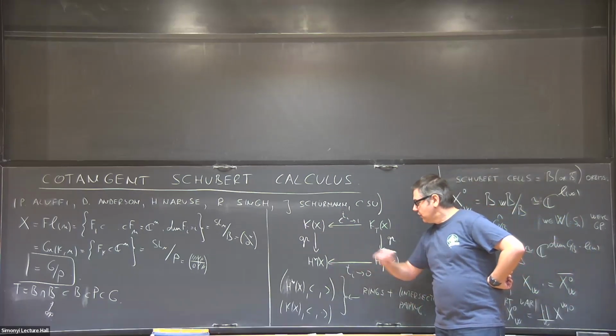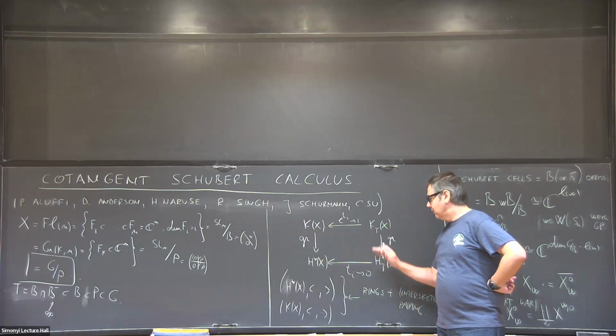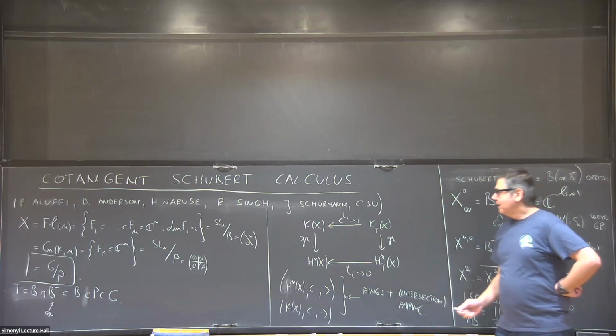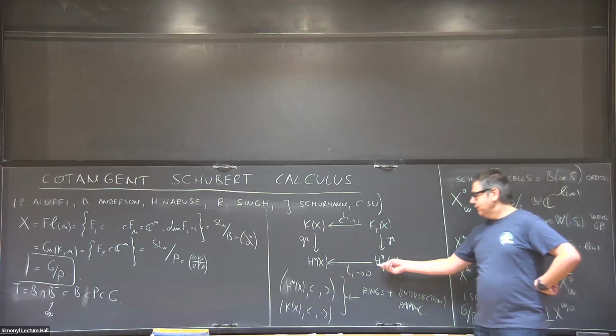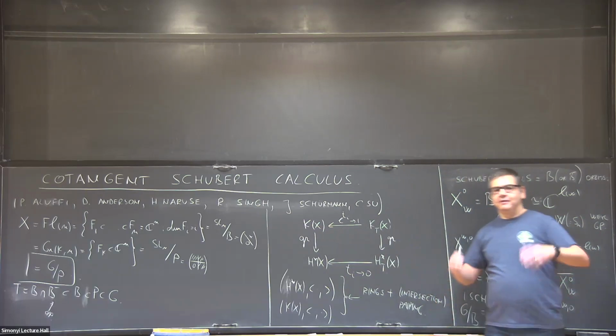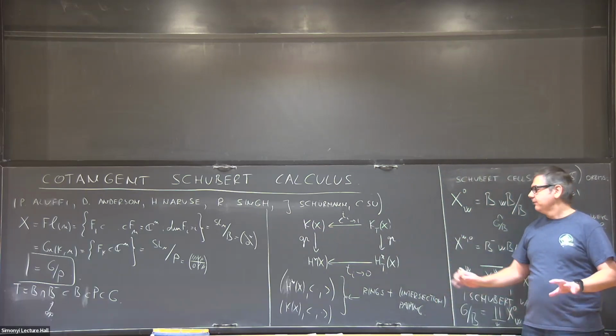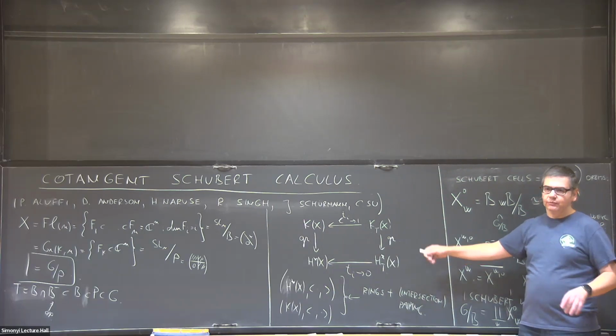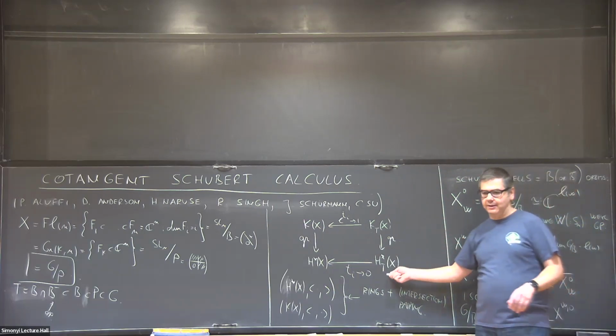So this is the usual cohomology. This is the equivariant cohomology. This is going to be K theory, and this is going to be the equivariant K theory. I will not define what the equivariant cohomology and equivariant K theory are. If you know what they are, it's great. If you don't, I will not define them. I'll just say that whatever I'm talking about is going to work in the equivariant context.